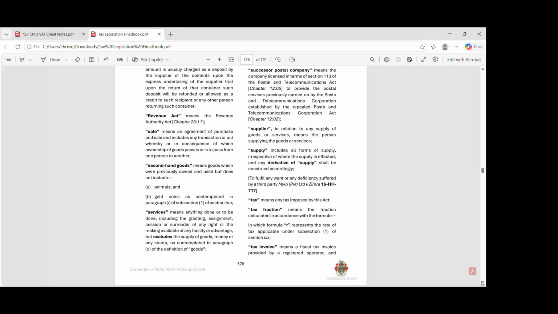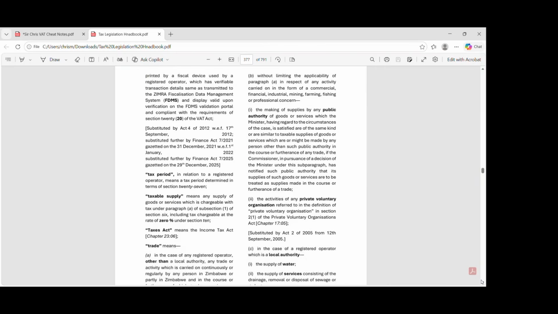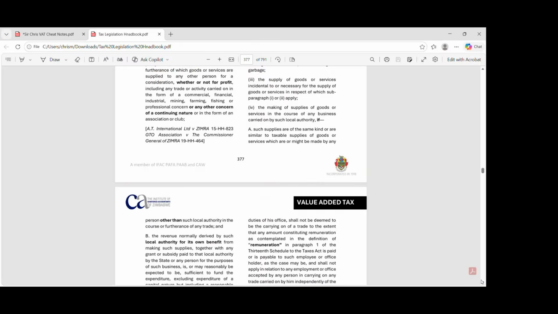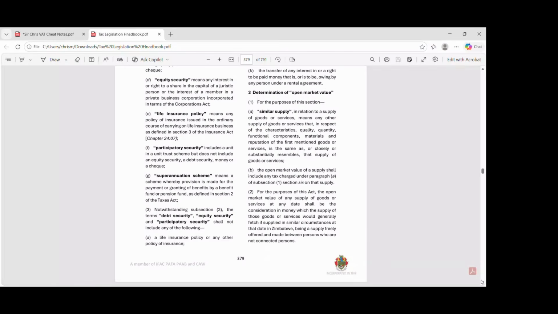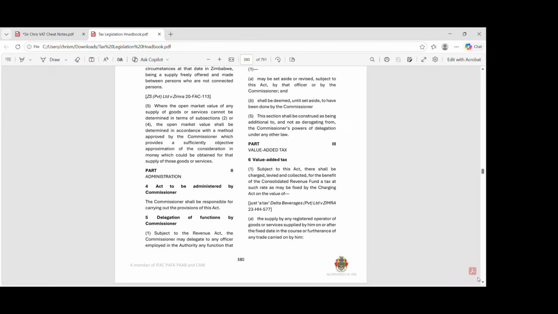So if you go there, I want to show you something, team, very quickly. According to section 6, output VAT, that's where the issue starts. They're saying, subject to this Act, it shall be charged, levied, collected, for the benefit of the Consolidated Revenue Fund, tax at such rate. So you are collecting on behalf of.